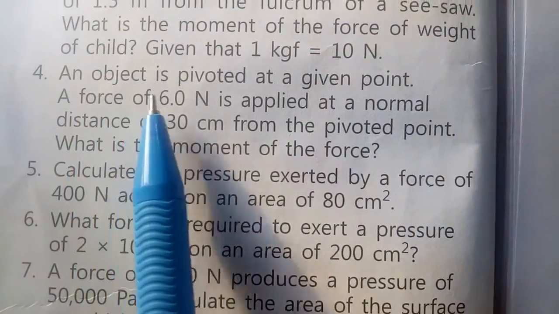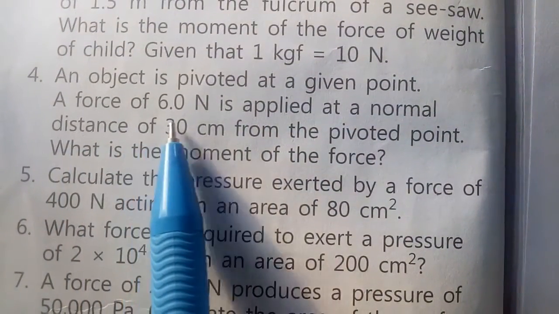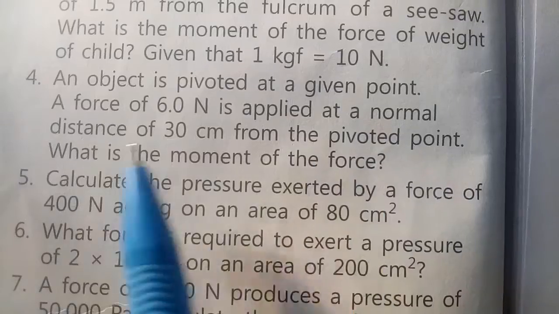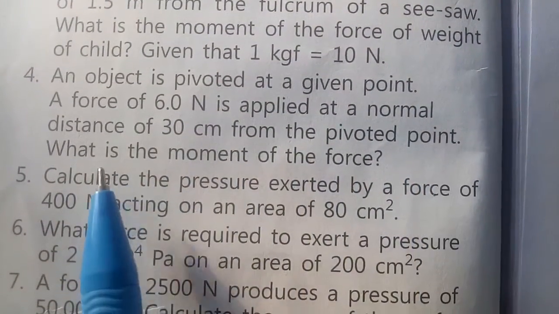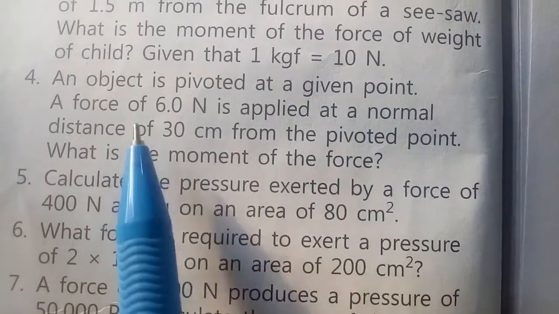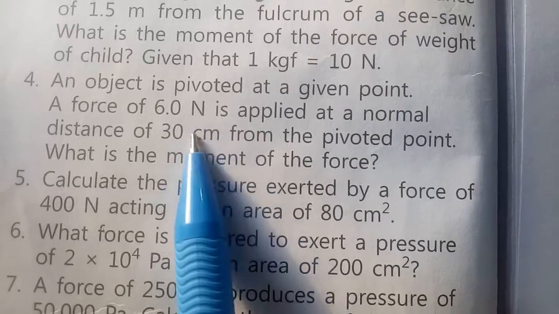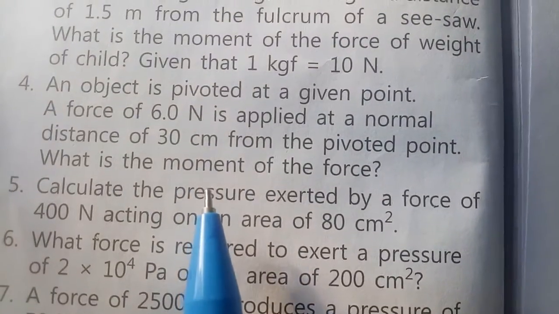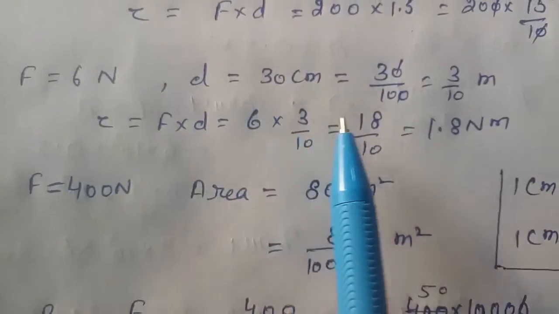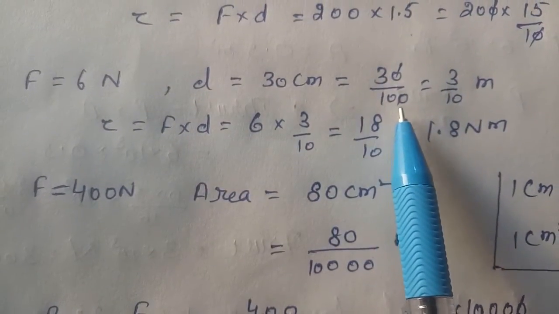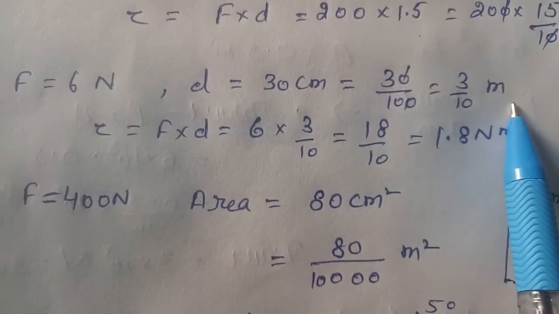Numerical number 4, an object is pivoted at a given point. A force of 6 Newton is applied at a normal distance of 30 centimeter from the pivoted point. What is the moment of the force? So force given is 6 Newton, distance given is 30 centimeter. Then once again centimeter will be converted into meter. So force 6 Newton, distance 30 centimeter, divided by 100, it will be converted into meter. So 0 cancel with 0, 3 by 10 meter.